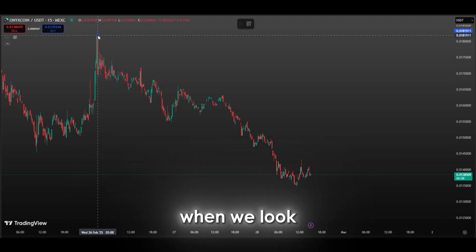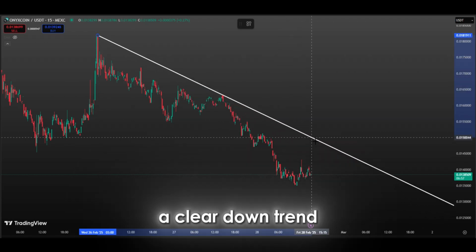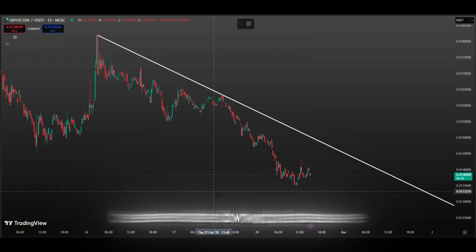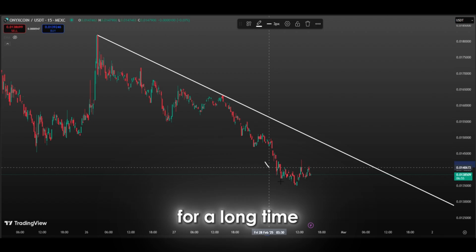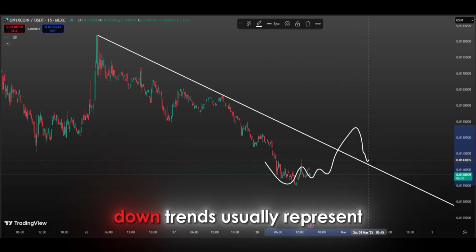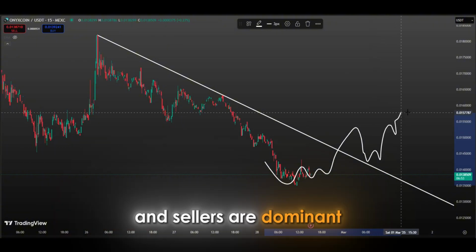First of all, when we look at the chart, we can see that there is a clear downtrend coming from the top. This trend shows that the price has been under downward pressure for a long time and that buyers are not strong enough in the market. Downtrends usually represent periods when the market is weak and sellers are dominant.